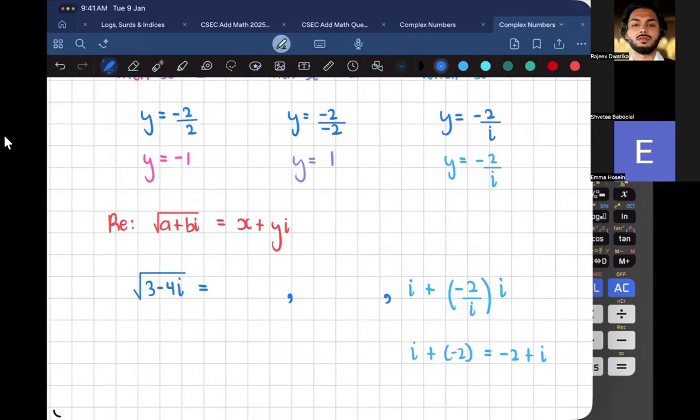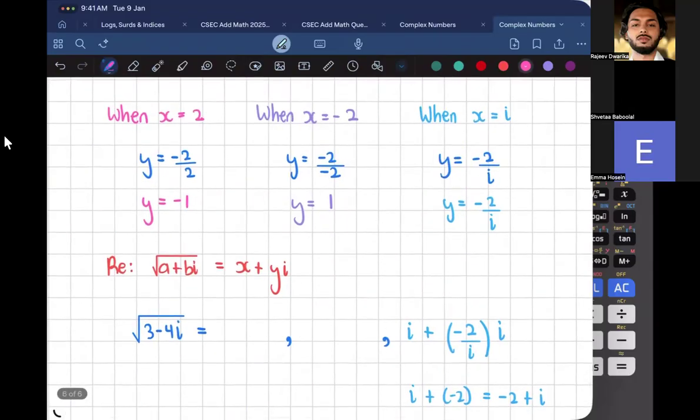Yeah. Well, wait, like guys, let me put on the solution and verify if it's correct, right? So when x is 2, it's going to be 2, plus yi, that's going to be plus minus 1i. So it's going to be 2 minus i.